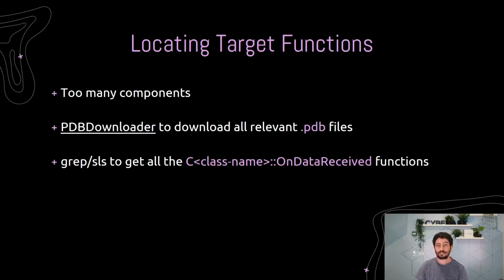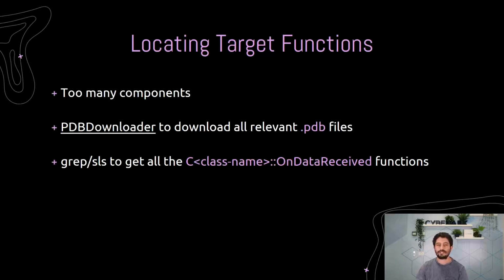the correct function. So what we ended up doing is downloading all the relevant PDBs and extracting the function names from each of them. And we created a small database that connected a function name to the binary that it lives in. Now we had some luck because most of our target functions had the form C class name on data received. So we would say C audio channel on data received, and that helped speed things up.